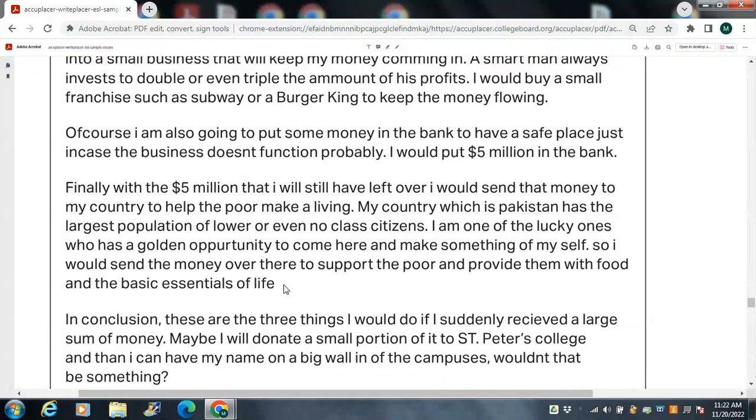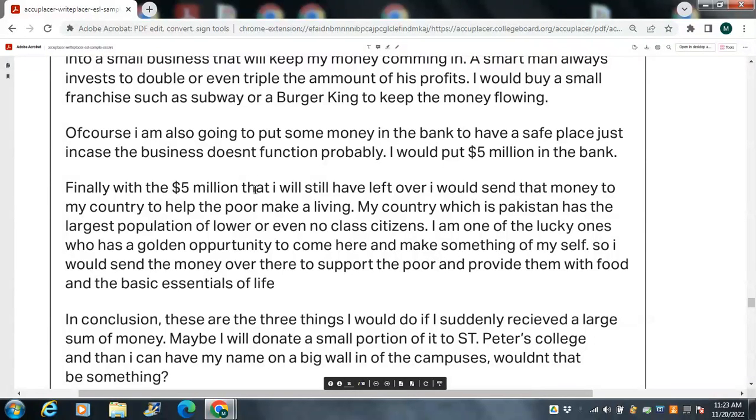Okay, very personal paragraph, and that's definitely one thing that I love about this particular paragraph, because we get a sense of the student, their personality, and you get more information even about their homeland, their home country. So in this case, I would have maybe placed a comma after finally. They could have said finally, comma, with the 5 million that I will still have left over, comma, I would send that money to my country to help the poor make a living.